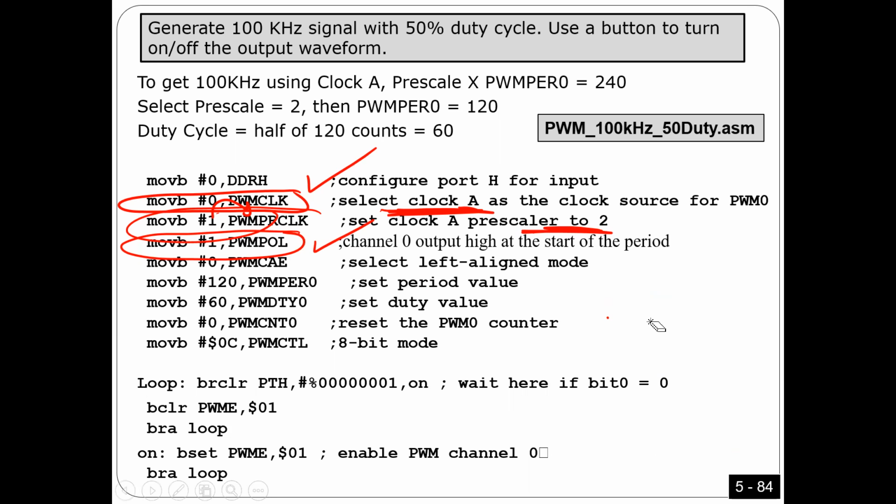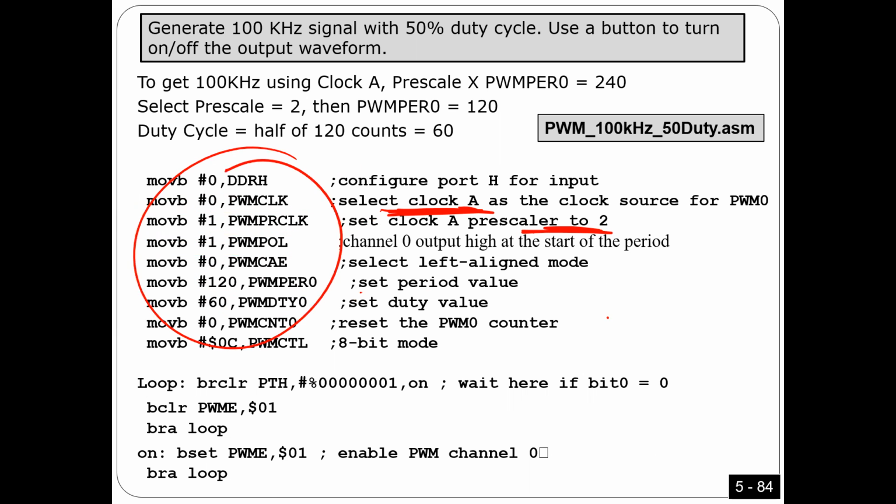Also, now I'm in the period. I'm going to put 120 in the period. In the duty cycle, I'm going to put 60. Is that okay? That's it. And once you finish this part, it's going to work. You are going to see the signal at any time.